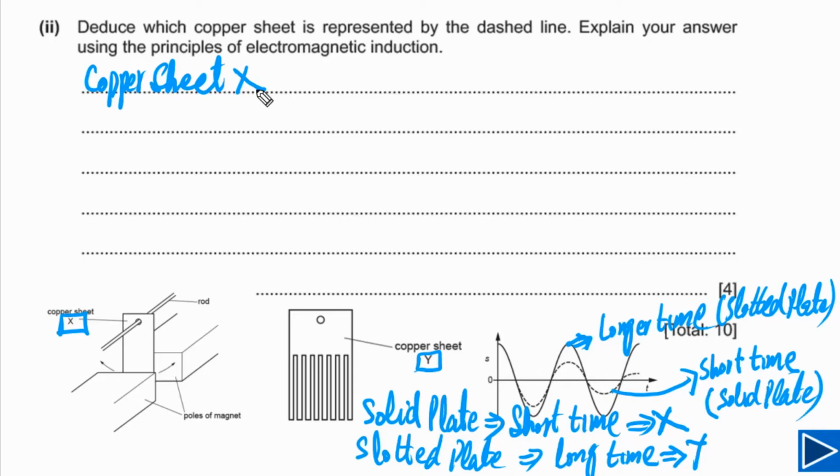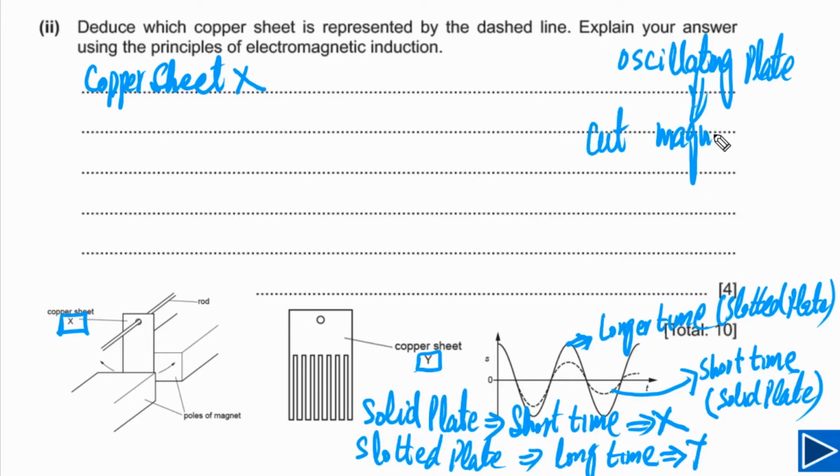Now we need to explain this using the principle of electromagnetic induction. First thing we need to understand: when this plate is oscillating inside the magnetic field, the oscillating plate will cut magnetic flux lines. As magnetic flux is cut, the rate of change of cutting magnetic flux causes induced EMF. So in this case induced EMF is produced, meaning EMF is induced in the plate.